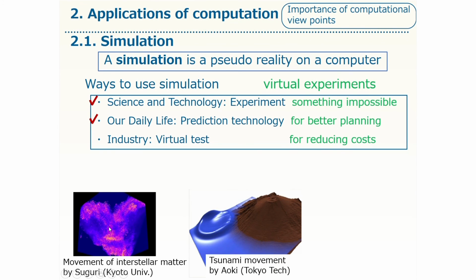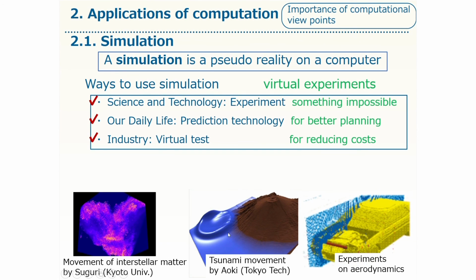Next one is our daily lives, where we use simulations for predictions such as weather forecast. For example, like this figure, the prediction of the movements of the tsunami wave after a big earthquake in the sea nearby. The third one is for industrial usage. For example, experiments on aerodynamics. Such a test can be conducted in an actual wind tunnel, but simulations are more popular these days because we can conduct various tests efficiently with much lower costs.